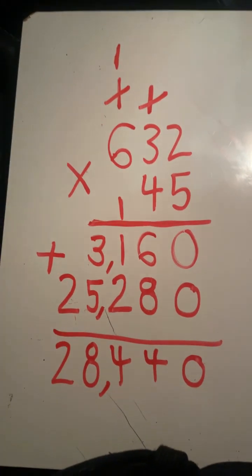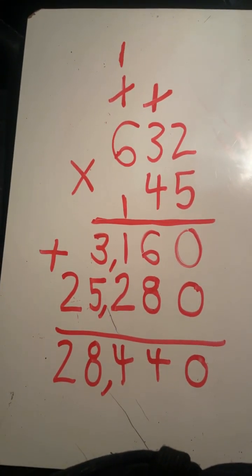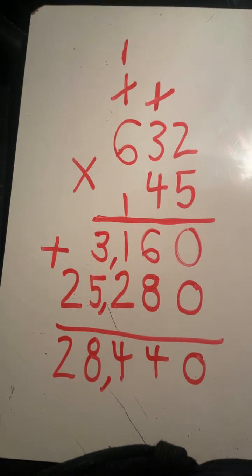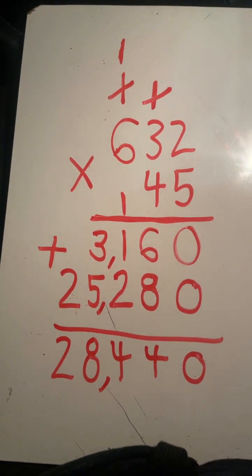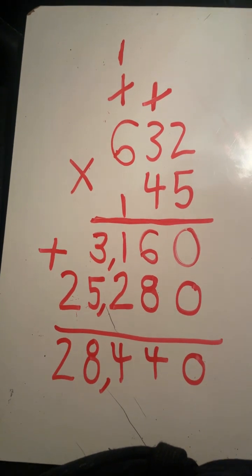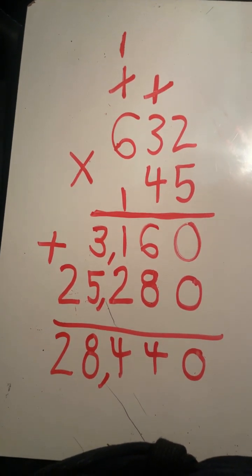So our final answer, 632 times 45 equals 28,440.